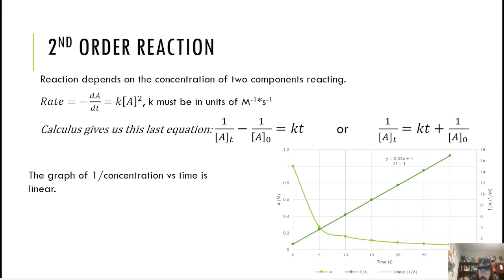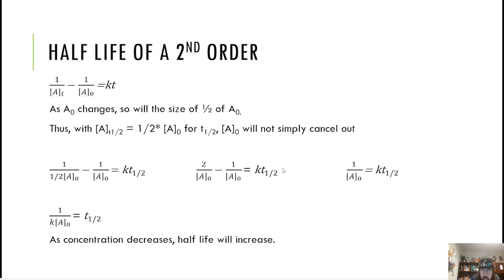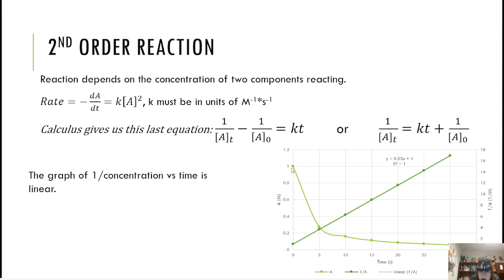So with that in mind, the linear graph becomes 1 over A sub t equals kt plus 1 over A sub 0. Graphing just the straight up concentration versus time gets this ugly little curve, not too dissimilar from first order. But when I plot 1 over A as the y-axis, we get the nice little line.